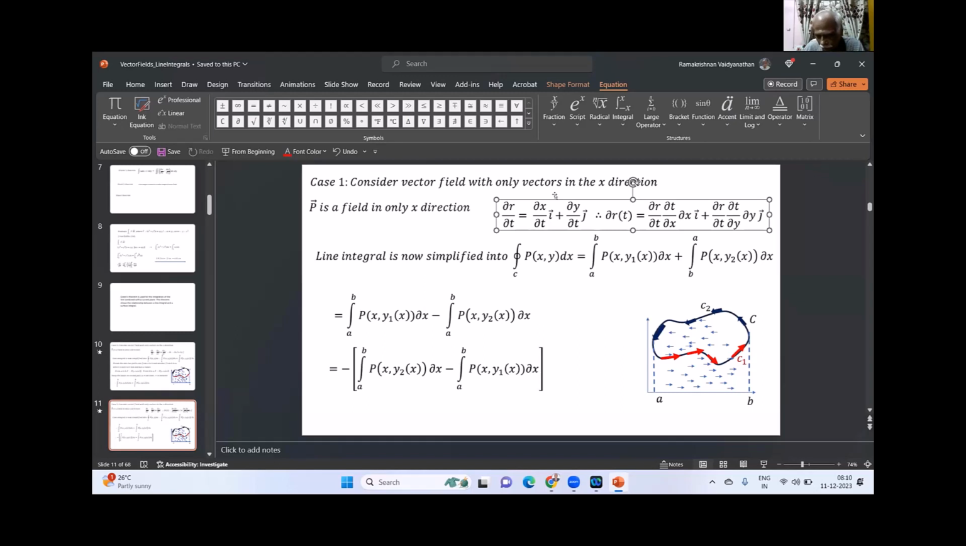R is a position vector. Yes or no? That means it gives the position of x and y. At every time, the x and y change. Therefore, we are differentiating the position R with respect to time because it is a function of time. And with respect to time, the position x and y changes. Therefore, I am using this ∂t by ∂x.